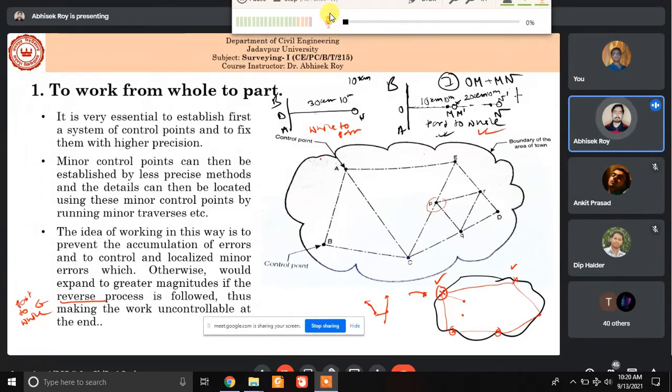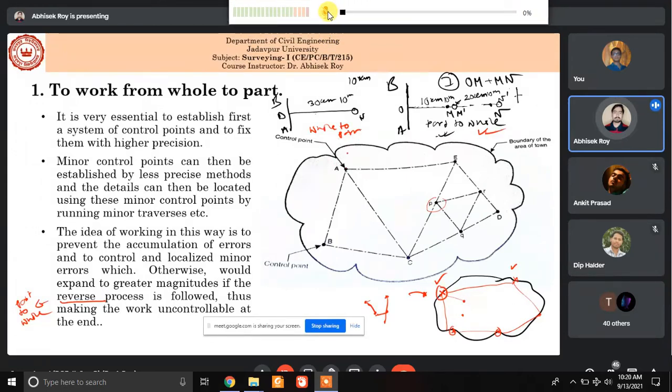Like I have explained here, this is whole to part, and this is part to whole. So it is very important for survey work to go from whole to part. Suppose you have to plot a plot. Suppose you have purchased a plot in a village, and just beside your plot you have a plot of your friend, and another friend. So at first, in the beginning, you will plot your entire plot. Then suppose you want to make your bedroom, your bathroom, then you can plot those parts.